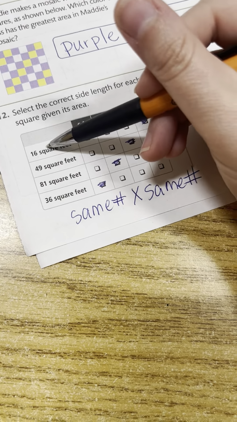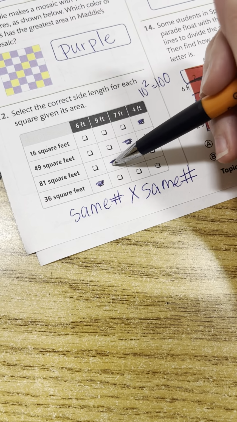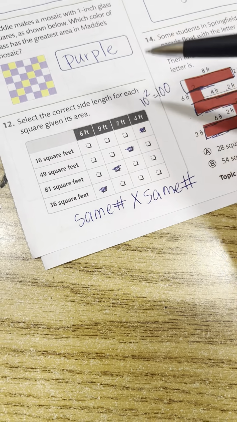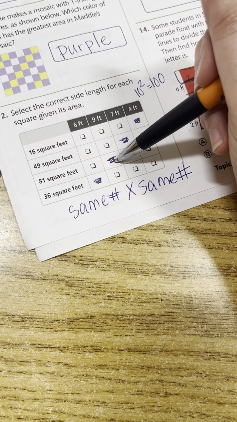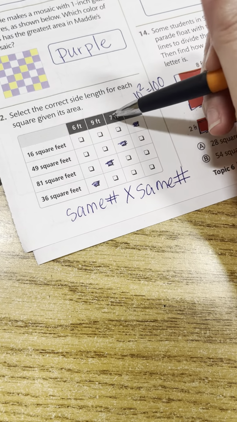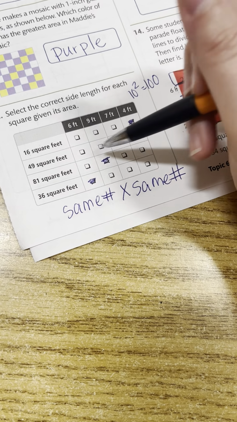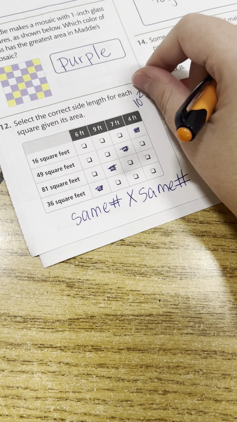So 4 times 4 is 16, 7 times 7 is 49, 9 times 9 is 81, and 6 times 6 is 36. I also told them the smallest one's going to go with the smallest number. The biggest one's going to go with the biggest number. This one they know because 7 times 7, roaches on a vine, yucky and scary, all 49. And then 6 times 6 is 36. Okay?